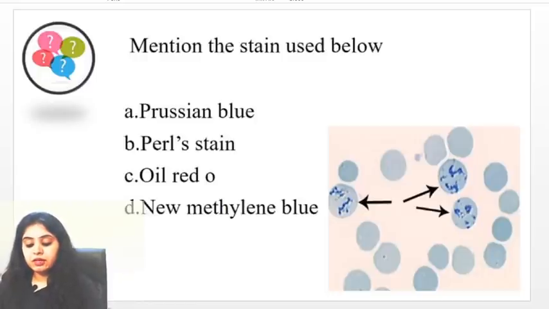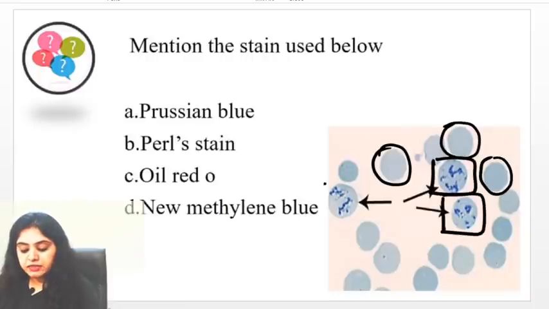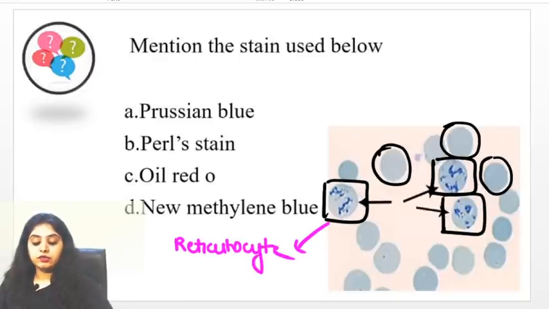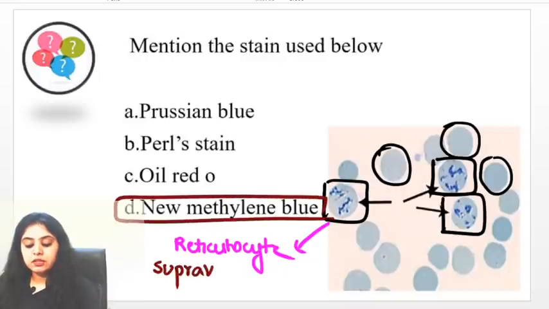So first you should be able to identify what this image is. All of these are red blood cells because they don't have a nucleus. And what are these cells which have this blue material inside it? This is a reticulocyte. So when I'm talking about a reticulocyte, please remember it is stained using a supravital stain, okay?